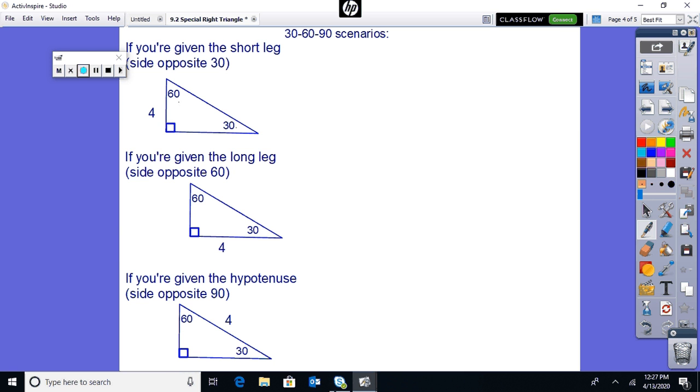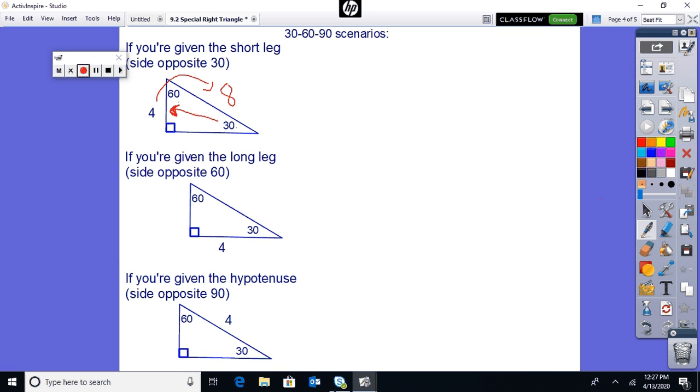All right, so there's 3 scenarios. You could be given the shortest leg, like this first picture. So the side opposite 30 is going to be referred to as the short leg. All right, so if you hear me say short leg, that's also the side opposite 30. So if you're given that, well, you don't have to go through and draw that big equilateral triangle like we did earlier. You're just going to memorize what happens with the other 2 sides. And this one's pretty easy, guys. If you know the side opposite 30 is 4, then I know that the hypotenuse of this thing is 8. It doubles. That's the relationship.